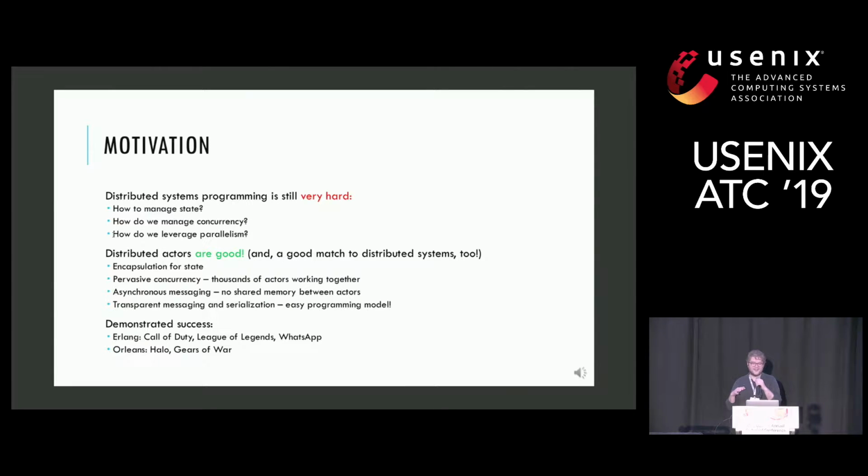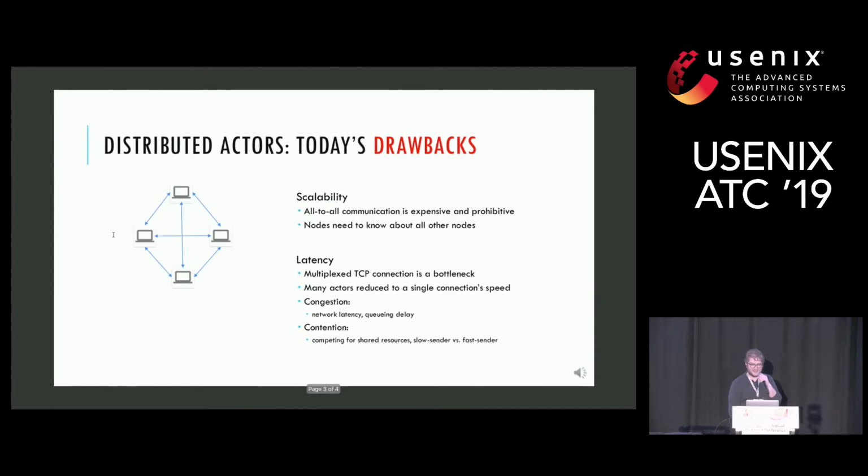Since this is very hard, a lot of people have turned to distributed actors because they're a very good match for distributed systems. They have state encapsulation, they are pervasively concurrent, and they have a messaging model that's very similar to what we assume in distributed systems, unidirectional asynchronous messaging. And some of these apps that they've been used on, you might have heard of: Call of Duty, WhatsApp, Halo, Gears of War, Fortnite. These are not small applications.